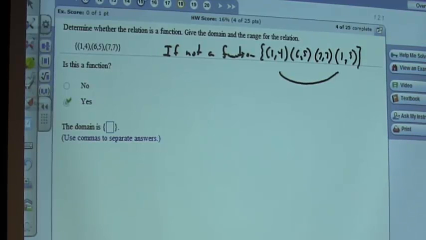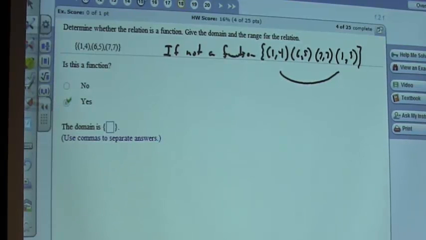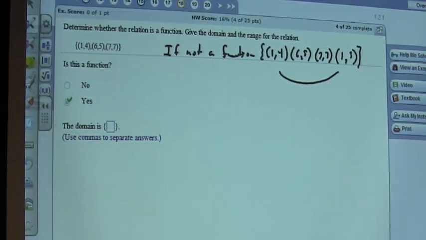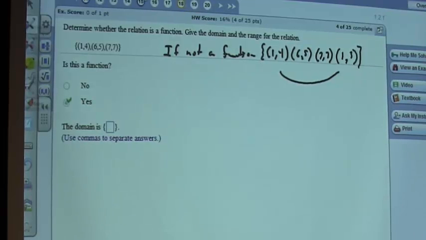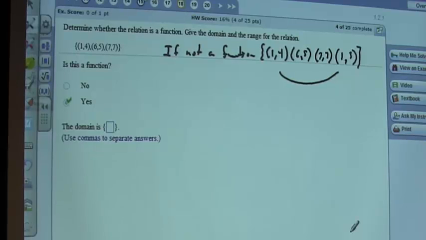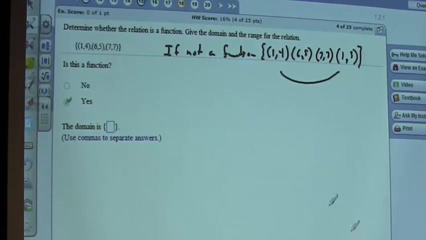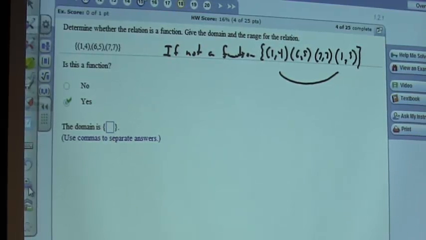The domain. Well, the domain is merely the values that x can assume. So in this case, x can assume 1, 6, or 7. Those are the x values. So we would list those out with commas. 1, comma. Oops. Let's save this first.